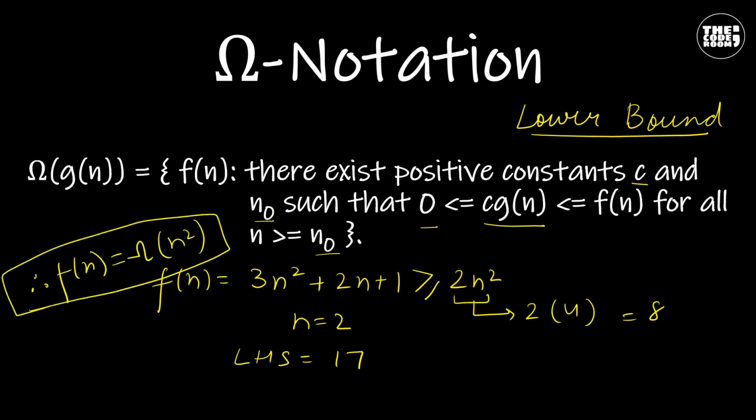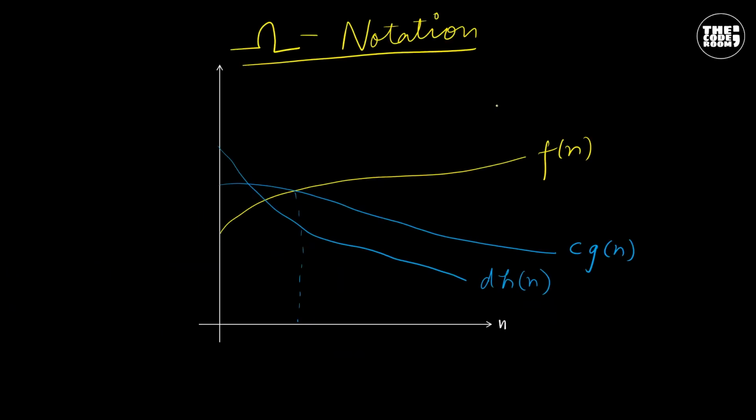Again, we could have chosen another function such as 2n instead of 2n square. F of n would also be the big omega of n, but we choose the asymptotically tight bound, which here is n square. This is the graphical representation of the big omega notation. We have a function f of n, and for f of n we have another function g of n such that c g of n is less than or equal to f of n.